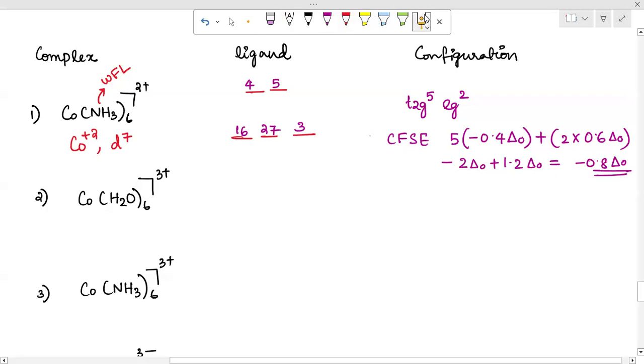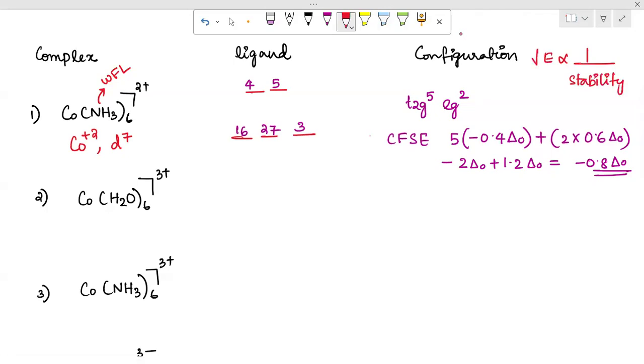Crystal field, please pay attention to my words. Crystal field stabilization energy is equal to minus 0.8 times crystal field splitting energy. So this is negative, meaning it is stabilized. Energy is reduced. Energy and stability are inversely proportional. Okay. So if energy is less than 0, stability is high. So it is stabilizing. Got it. Okay, next.